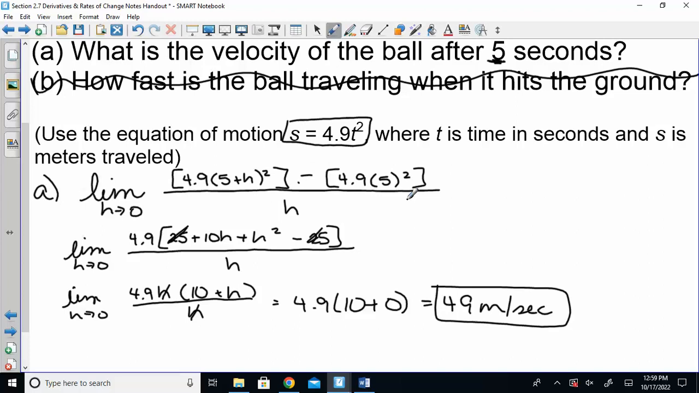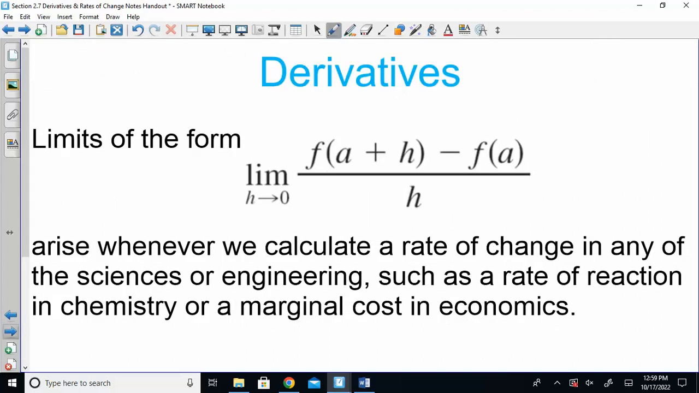We will learn better ways to find our derivatives, so we aren't going to have to do it like this limit piece forever, but we do have to have that to get us going. So when we have a limit of this form, this is a derivative. A derivative just means the slope of the tangent line, right?